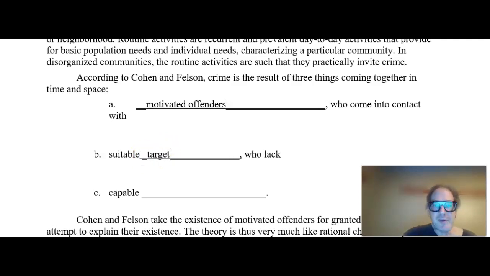This could be either a person that will become a crime victim, or a store that will be burgled, or a car that will be stolen or broken into, and so forth. This target must lack a capable guardian.